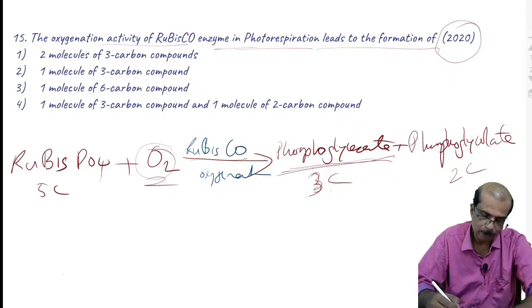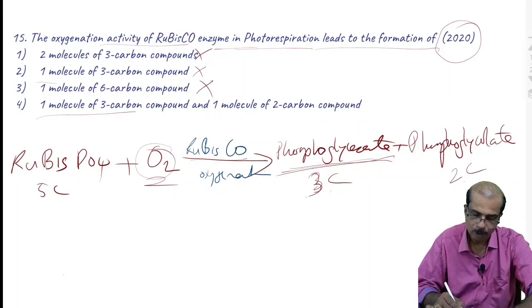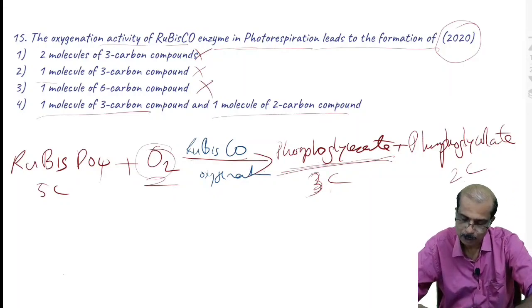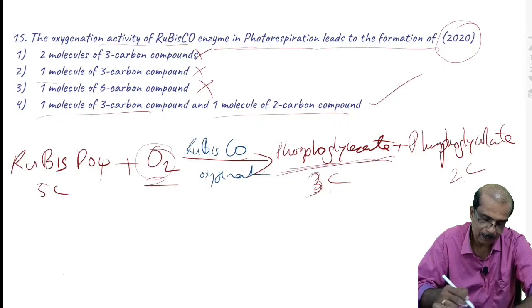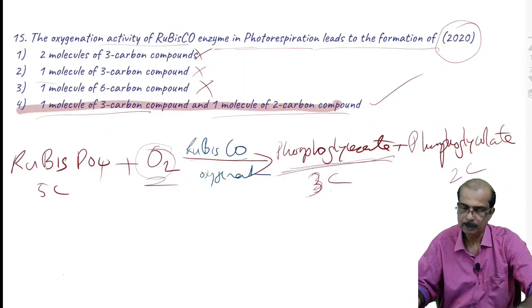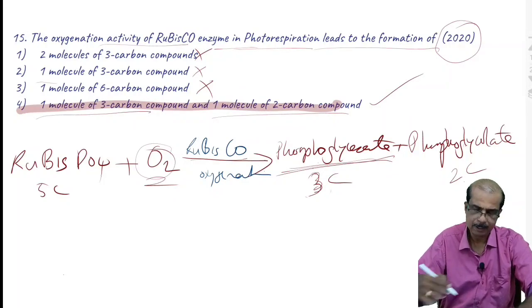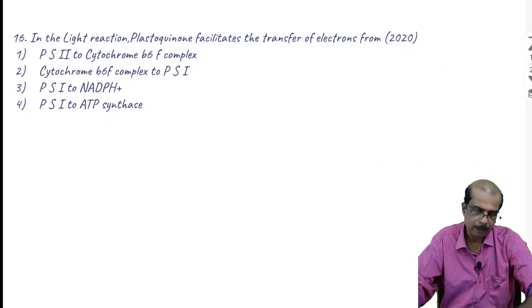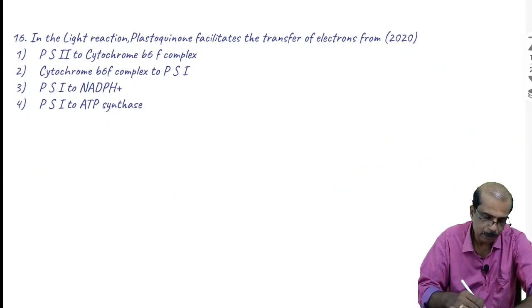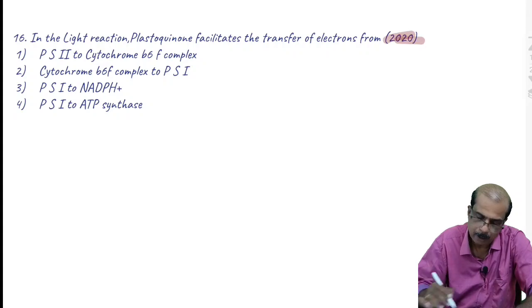2 molecules of 3-carbon compound, wrong option. 1 molecule of 3-carbon, wrong. 1 molecule of 6-carbon compound, wrong. 1 molecule of 3-carbon compound and 1 molecule of 2-carbon compound is our answer for this question. We can find the answer very easily. Yes. Next question, the 16th question asked in the 2020 NEET examination.